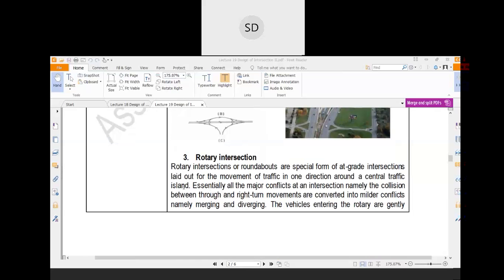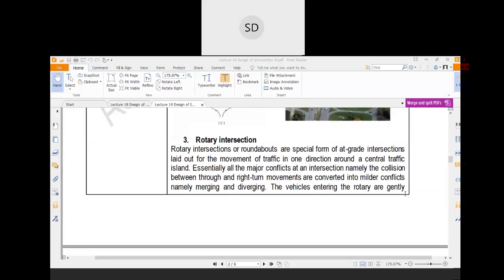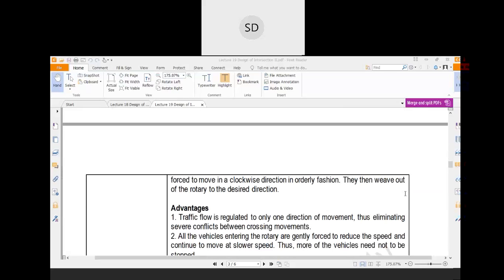In the rotary intersection, all the major conflicts at an intersection, namely the collision between through and right turn movements, are converted into milder conflicts. So what happens in the rotary intersection? All types of crossing conflict are converted into merging or diverging conflict by reducing the angle of approach. Therefore you are reducing the potential conflict at the rotary intersection. This is the advantage of the rotary intersection. The vehicles entering the rotary are generally forced to move in a clockwise direction in an orderly fashion. Clockwise direction means they need to go around the rotary intersection. Then they weave out of the rotary in the desired direction. Weave out means they diverge to the original path which they have to follow.